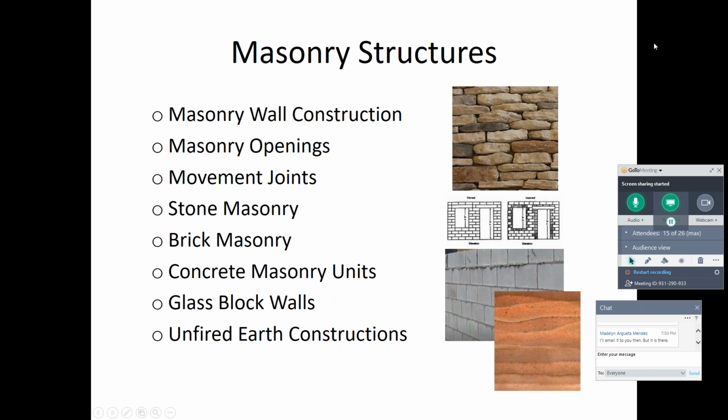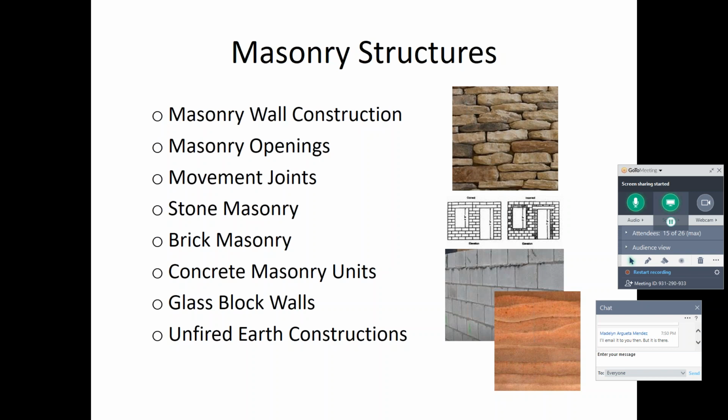So masonry structures, it's going to go through a whole load of masonry structures in our book. Masonry wall construction, masonry movement joints, stone masonry, brick masonry, concrete masonry units, glass block units, and unfired earth constructions. I think of all of these, you'll be pretty familiar with them just from life, but possibly the most new will be that unfired earth construction.